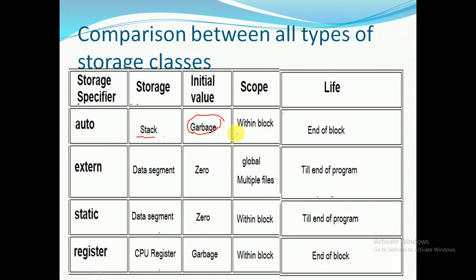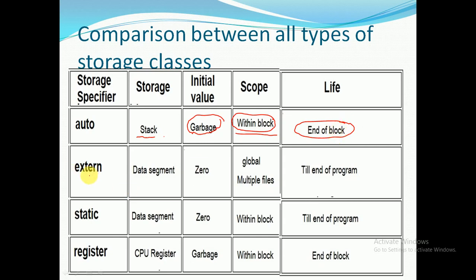The scope of the variable is within the block only. If you declare auto in the main function, the variable is valid only in main. If you declare auto in any other function, it is valid only in that function. If you declare auto in a for loop, it is valid only for that loop. So within the block only it will exist. The auto variable works up to the end of the block: if you define it in a function, the end of the function; if in an if block or for block, the end of the block.